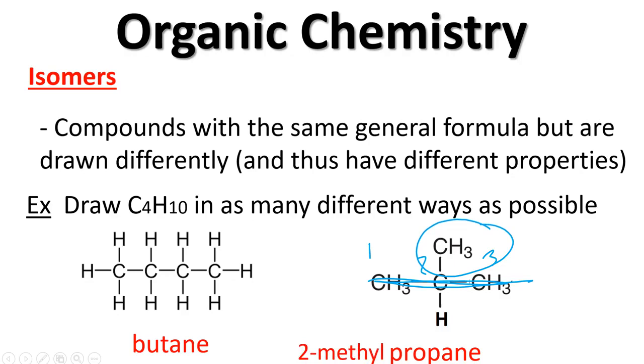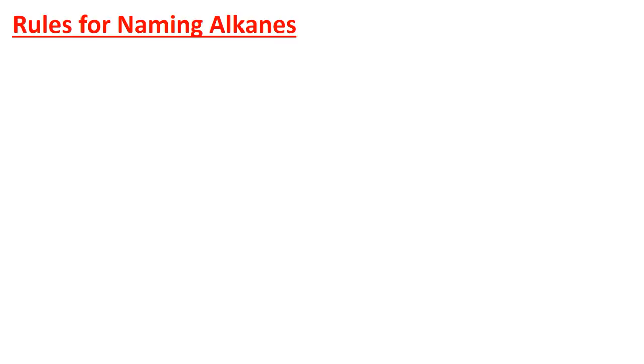Some people would also just say it's a methylpropane. We don't need to put the 2 because there's only one place to put that methyl group, and it was on the middle carbon, whether it pointed up or pointed down. That was the only place to put it. So you could call it a methylpropane.